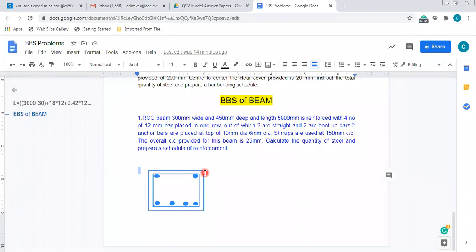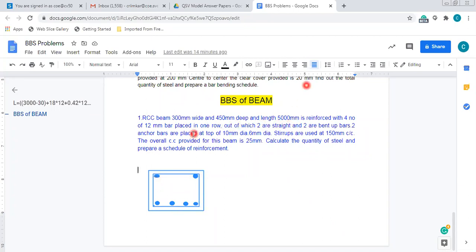Then whatever two rectangles you are going to observe, this first one and this will be the second one, the inner portion. I have just drawn it to differentiate the clear cover. The clear cover provided is 25 mm, so this will be the clear cover which has been provided around this. That is why I have drawn the second rectangle inside. Then clear cover is of 25 mm.